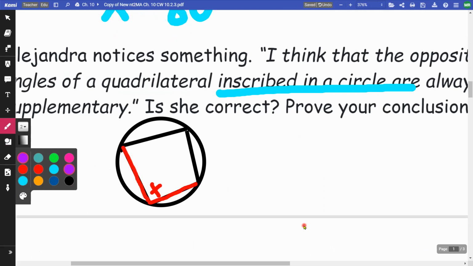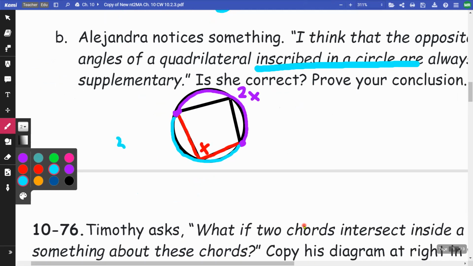So what does that mean? Well, it means that this intercepted arc here, due to that inscribed angle, is going to be double that. So that's going to be 2X. Now, if that's 2X, the rest of this circle is going to be 360 minus 2X. That's the measure of that arc.